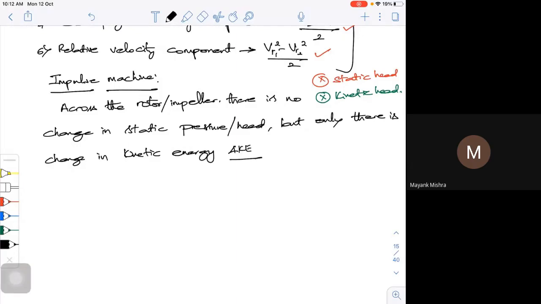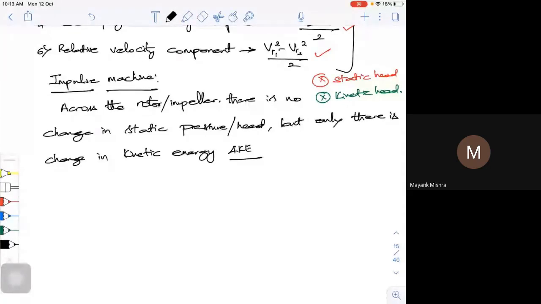What we mean by it is that there is only the absolute velocity component. Because of the change in the absolute velocity component, there will be an increase or a decrease in the momentum. Whatever is happening is mainly because of your kinetic component, and I don't have any impact of your static component. So that is the meaning of an impulse machine.